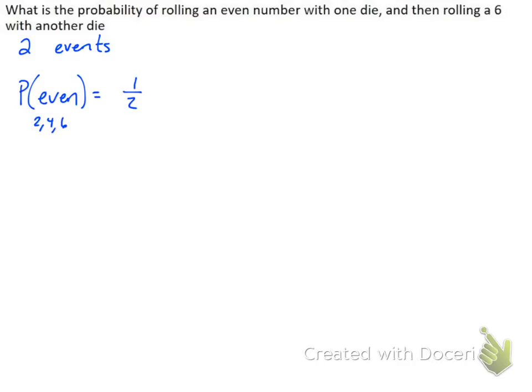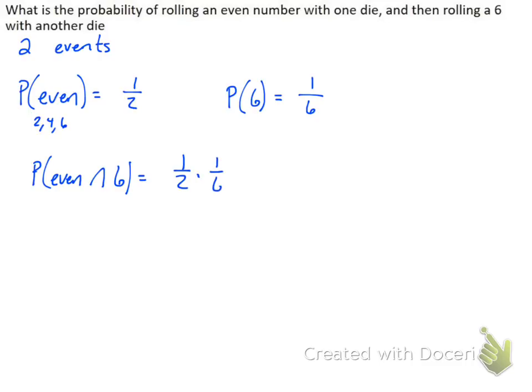And then rolling a 6 with a second die, so probability of getting a 6, there's only one 6 on a die out of 6 total options. So probability of even and 6 in 2 separate events is going to be 1/2 times 1/6, which gives me 1 over 12, which is the same as we had in the previous problem, which is 8.3%.